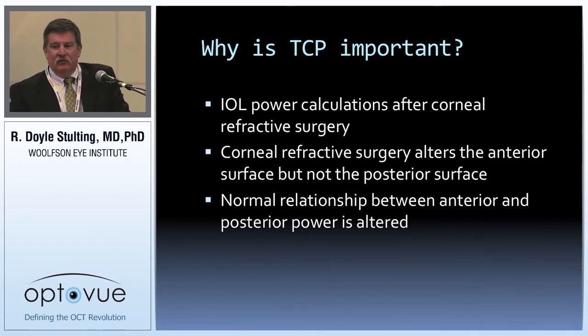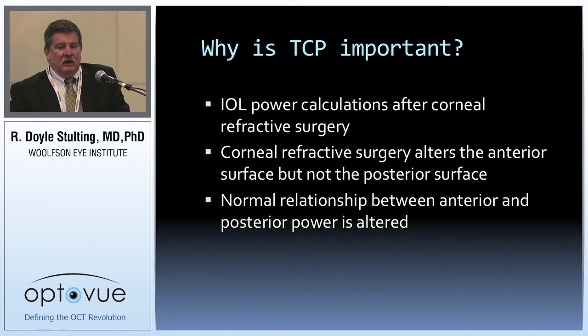We have to make assumptions about the posterior corneal power, and we have to make assumptions about the distribution of the curvature. Then we learned about topography so that we could look at the front surface generally and learn more about it. But the missing part of the puzzle there is the posterior corneal power. The posterior corneal power is measurable by the OCT.